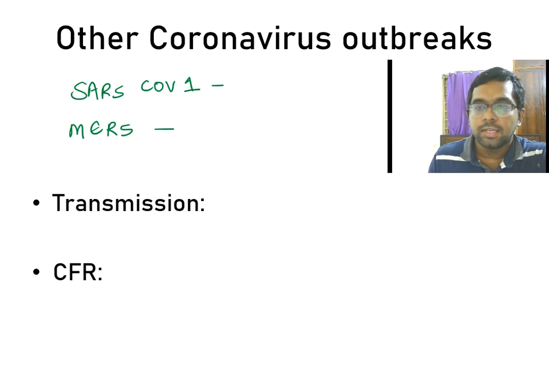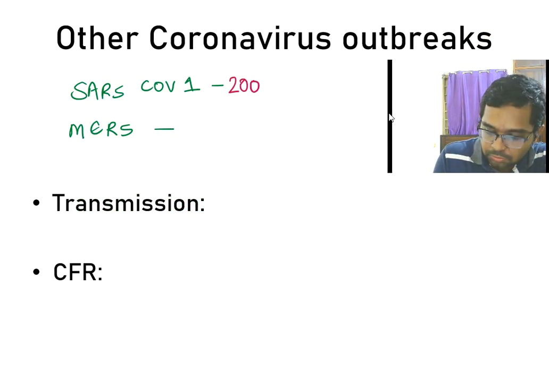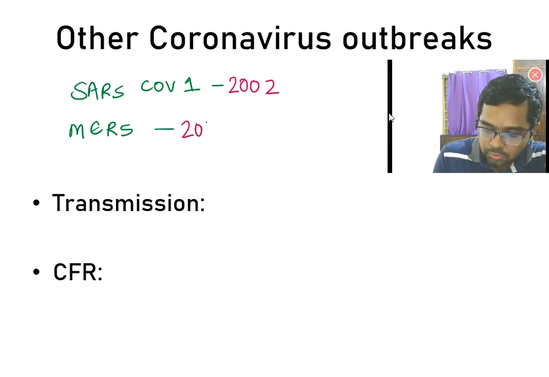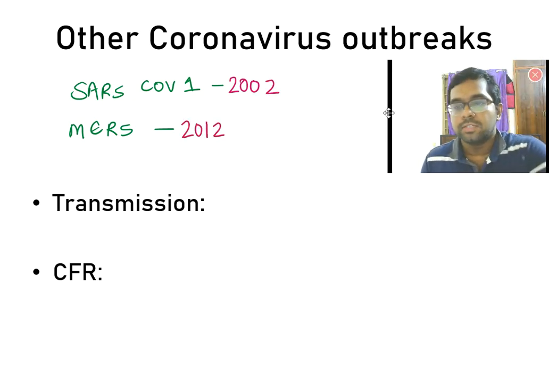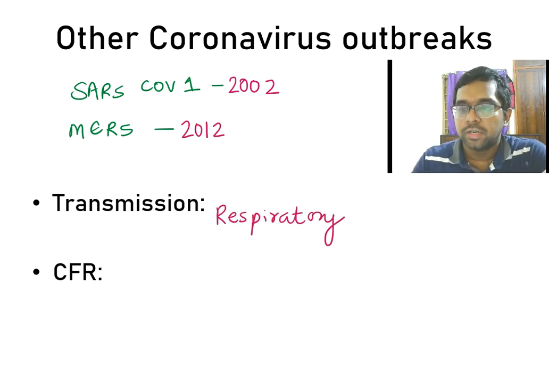So there are also other coronavirus outbreaks which have occurred in the past. One is the SARS-CoV-1, which is coronavirus 1, which occurred in 2002. Next is MERS, which occurred in 2012. These were the previous outbreaks of coronavirus which you need to know about. Transmission, I have already told you, it is via the respiratory route. Now, what is the CFR? CFR is the case fatality rate.